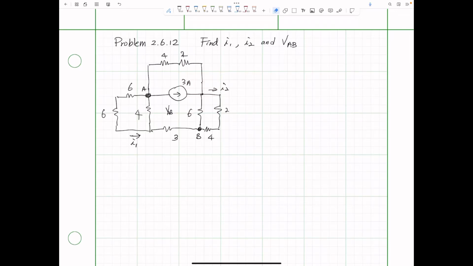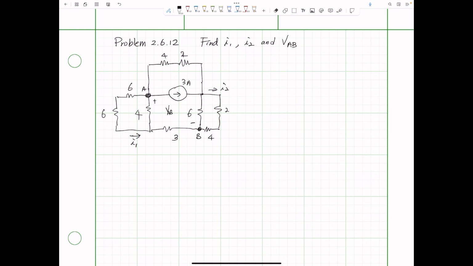Let's work on problem 2.6.12. Find I sub 1, I sub 2, and VAB. When you say VAB, A is the higher potential. So from the circuit, we know this is plus, this is minus.